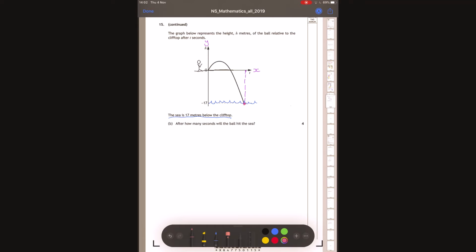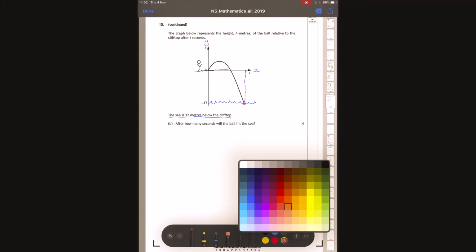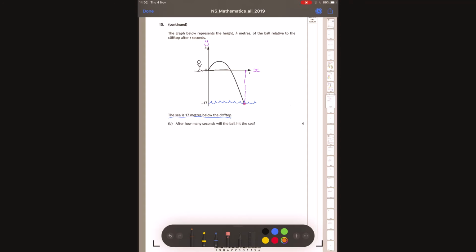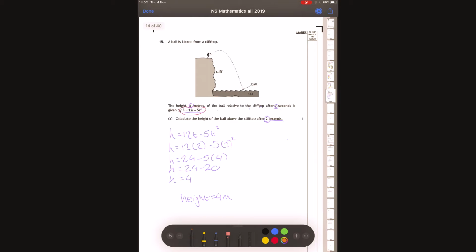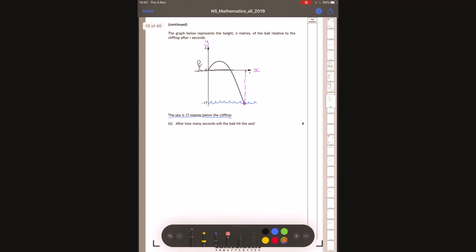So how would we write that? Let's put this into an equation. We know that 12t minus 5t squared is equal to negative 17. Negative 17 is our height, that's why that's there. And 12t minus 5t squared is just the equation of this parabola.